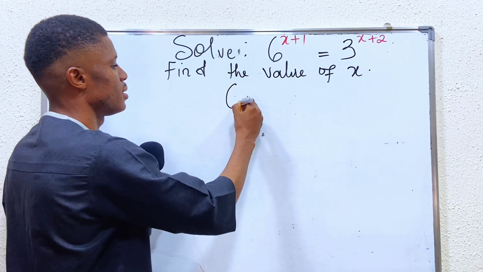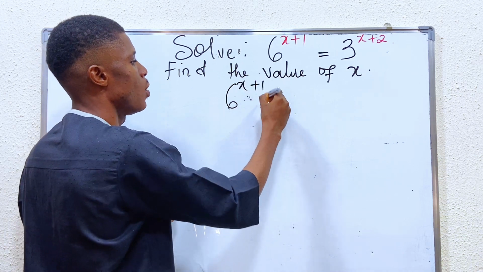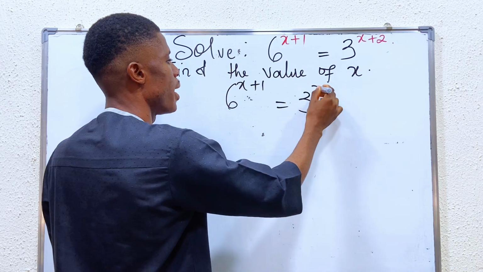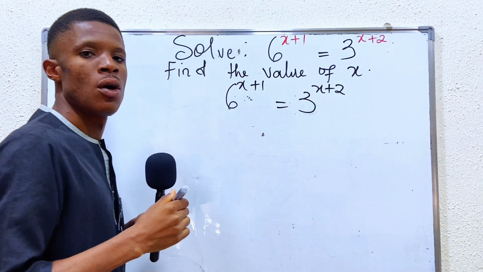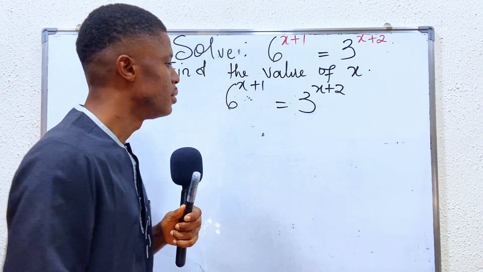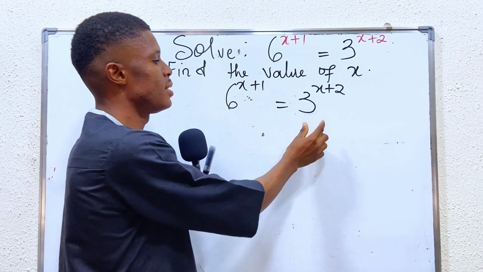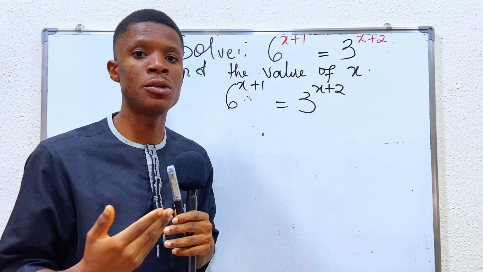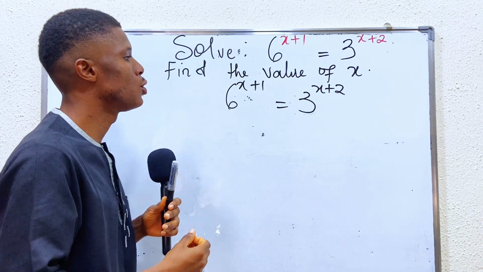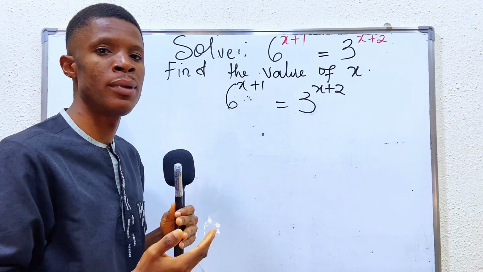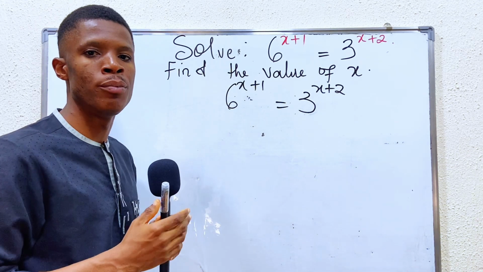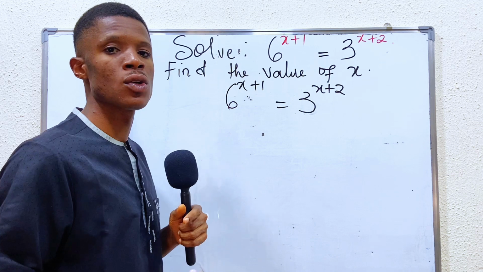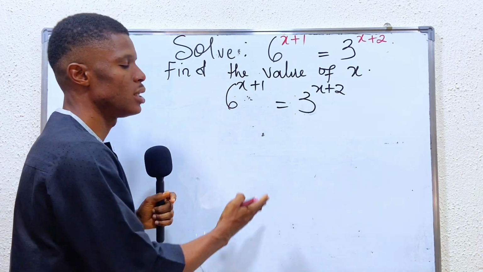The question says that 6 power x plus 1 is equal to 3 power x plus 2. Understand one thing. The base here is 6 and the base here is 3, and 6 and 3 cannot be expressed in a common base. So all we have to do to solve this is simply to take the logarithm of both sides. Because when we take the logarithm of both sides, it allows us to multiply the power to the log.